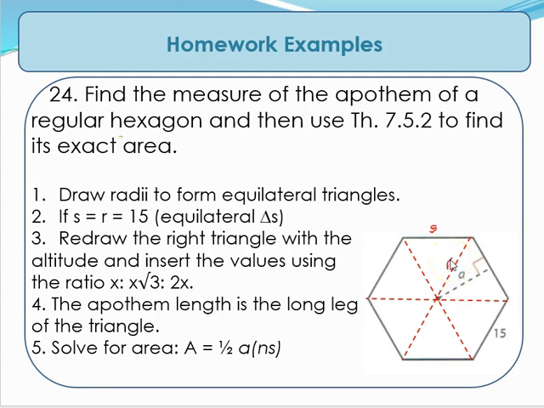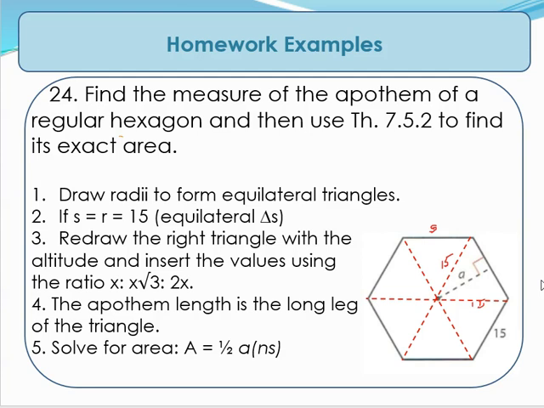That means that this is 15. Okay? So you have a side length of 15. That means your radii are all 15 on these triangles.